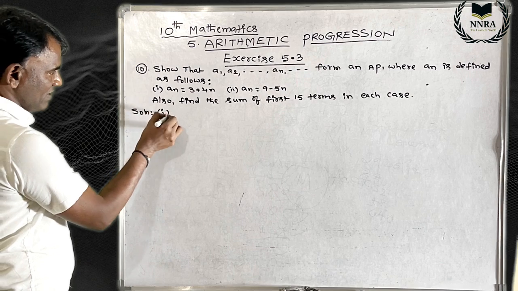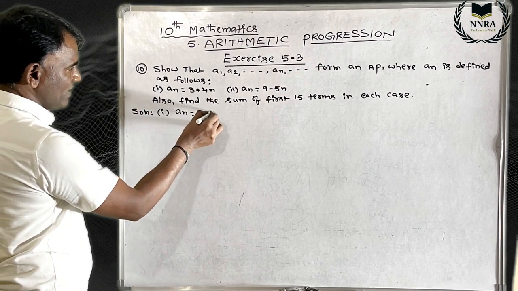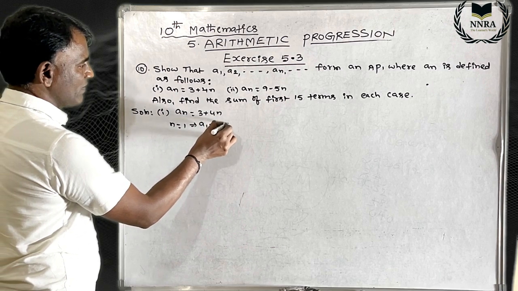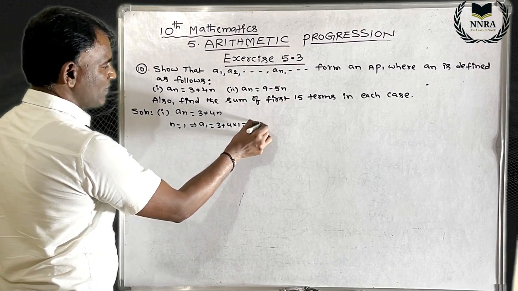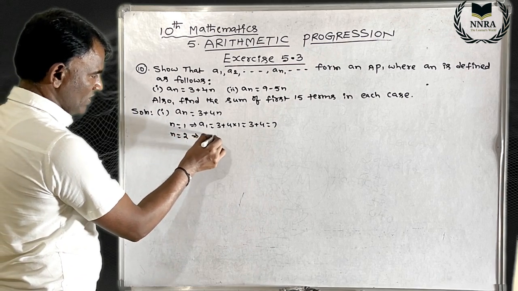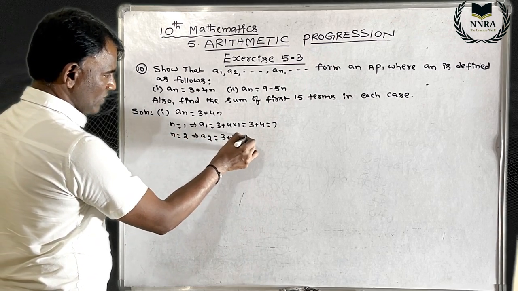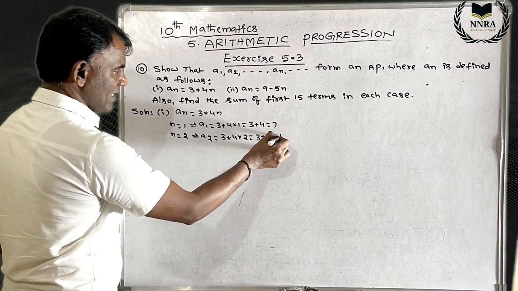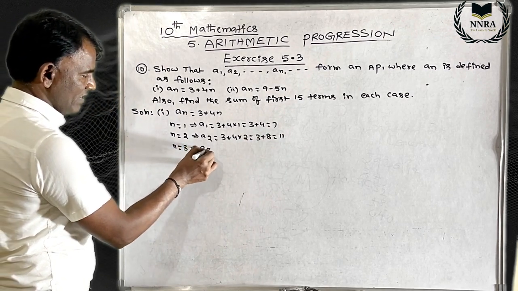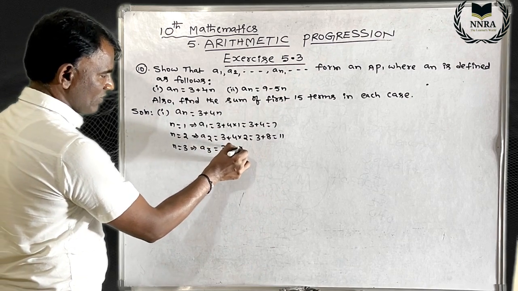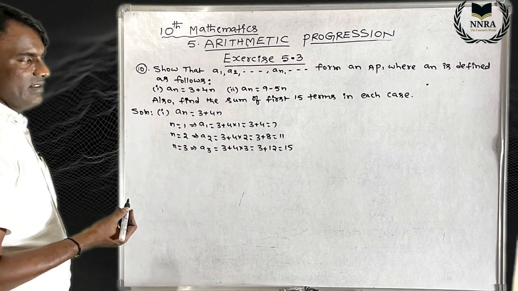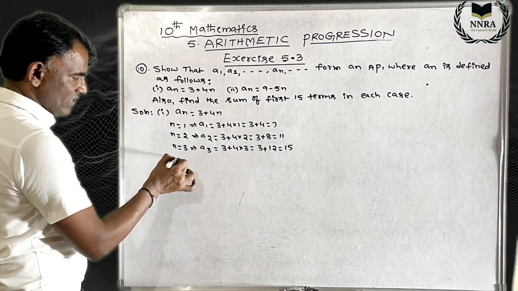What is that? an equal to 3 plus 4n. n equal to 1, a1 equal to 3 plus 4 into 1, so 3 plus 4 equal to 7. n equal to 2, a2 is 3 plus 4 into 2, that is 3 plus 8, that is 11. Then n equal to 3, a3 is 3 plus 4 into 3, so 3 plus 12 equal to 15. Right? Now and so on.